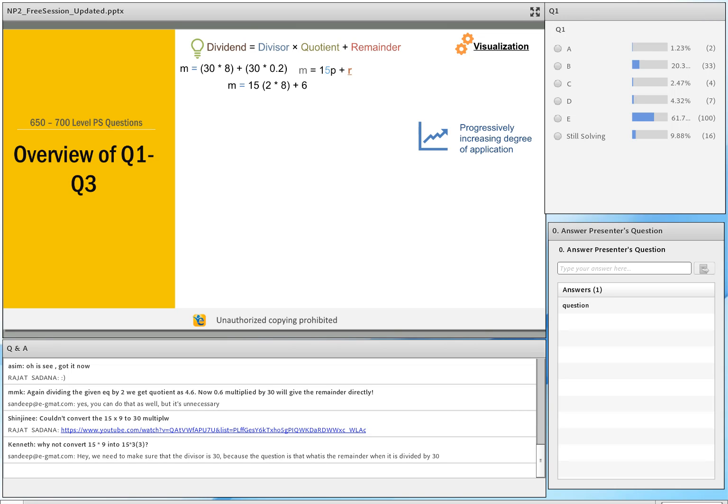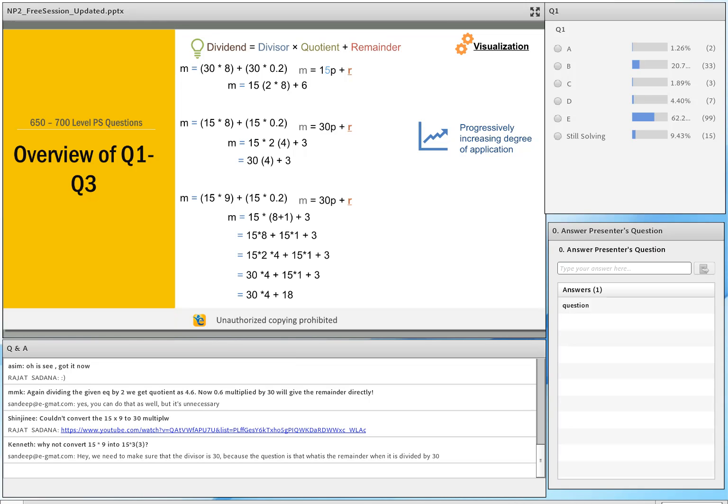And again, in the first question, we were given that m divided by 30 leaves a remainder 8.2, and we had to find the remainder when m is divided by 15. We expressed 30 in terms of 15 and got the remainder as 6. The second one, we actually had reversed this. We had to figure out the remainder when m is divided by 30, but what we were given was that m divided by 15 is 8.2. Again, we expressed m in terms of 30 times something, and we got the remainder as 3.